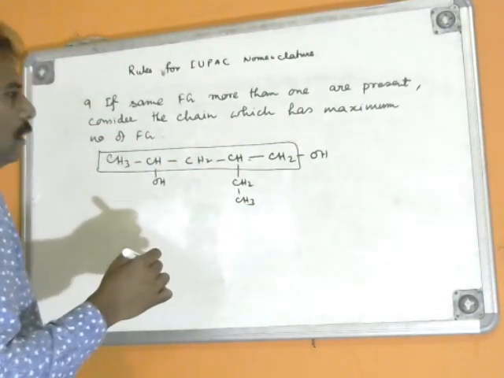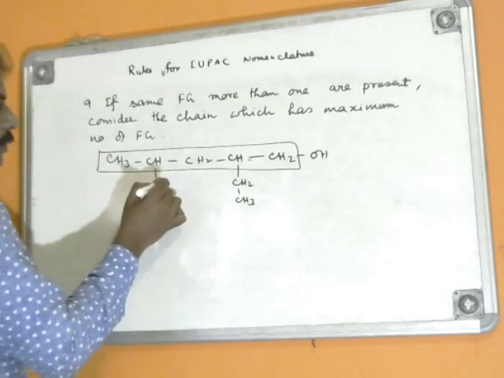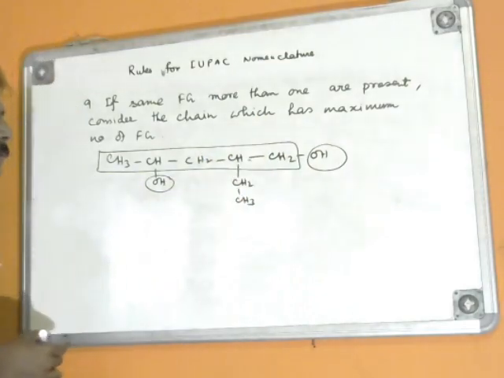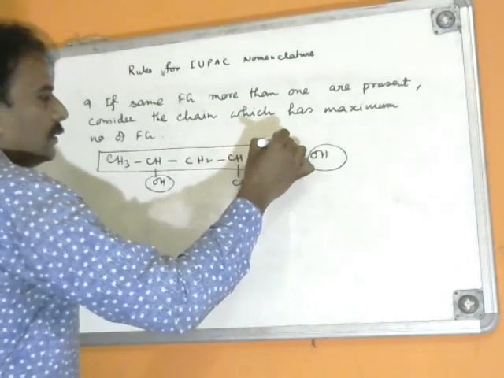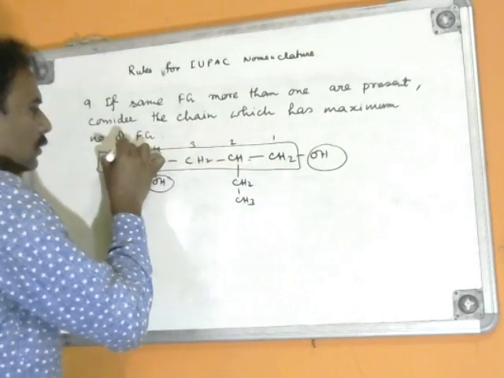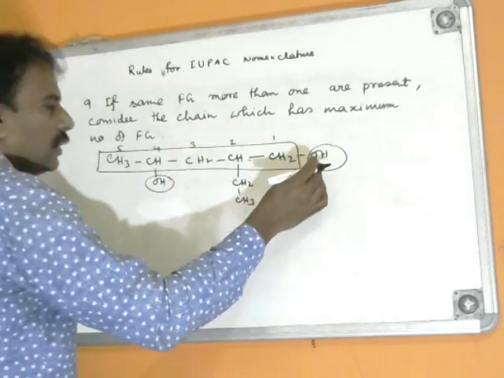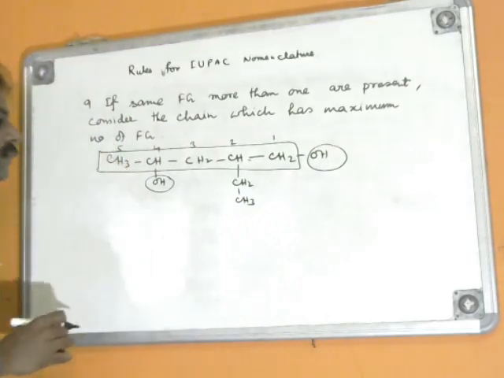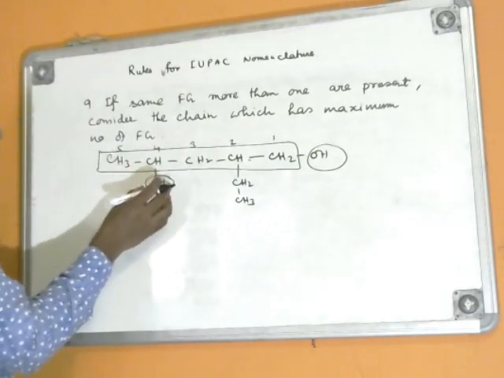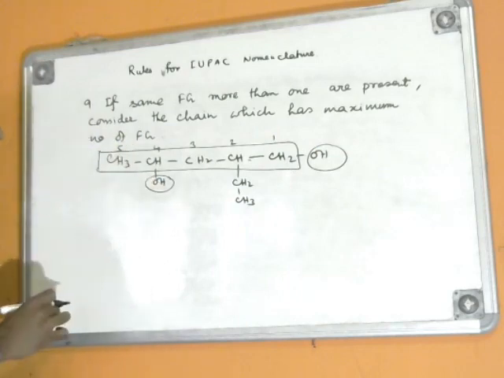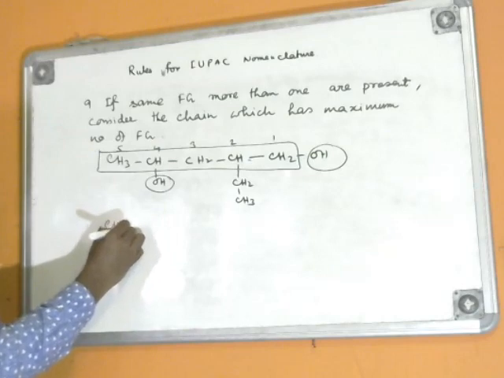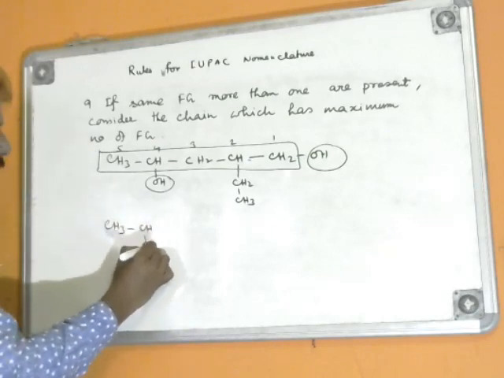Here, OH is the functional group, so both OH groups are present in the chain. Numbering must be from this position, because the functional group is present on carbon number 1. But from this direction, the functional group is on the second carbon. I am drawing this compound again to illustrate the thing more clearly.